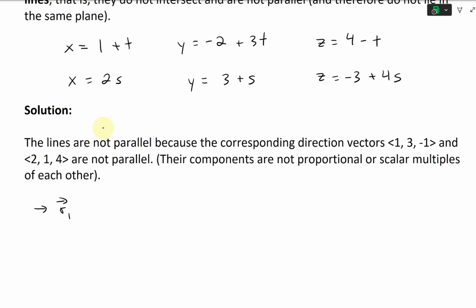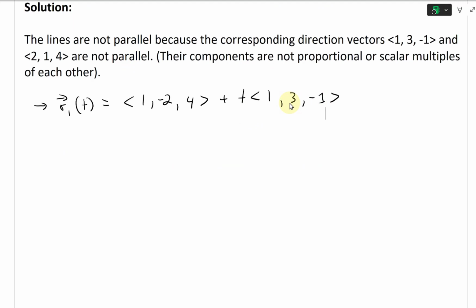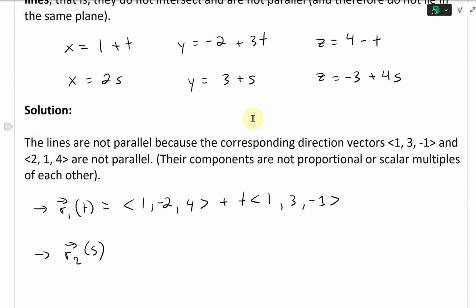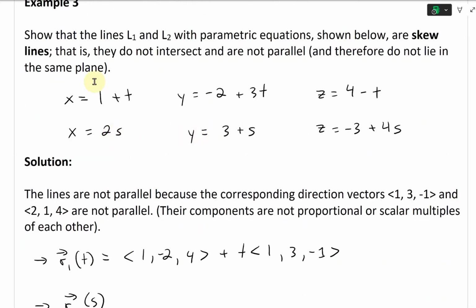So if we have r1 of t, this equals, in vector format, the starting point 1, negative 2, and 4, plus t times 1, 3, negative 1. And these are the direction numbers. And likewise for the second one, r2, I'm going to call this a function of s, because the parameter here is s instead of t.